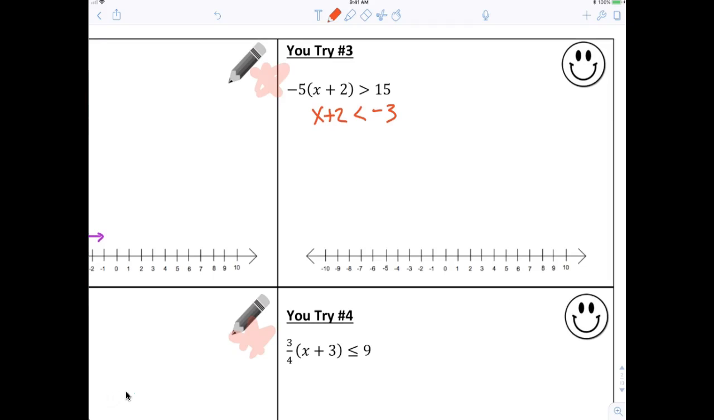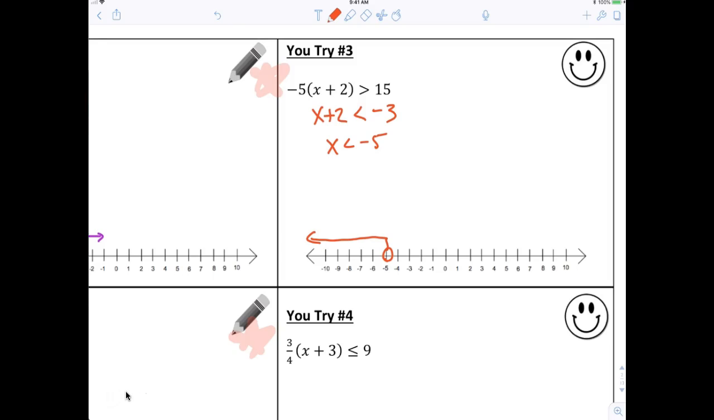Anybody have any questions with that? Look at the signs. Look at the signs. All right. Now we subtract 2. X is less than -5. Everybody happy? So now open circle at -5. Going less than. Going to the left.